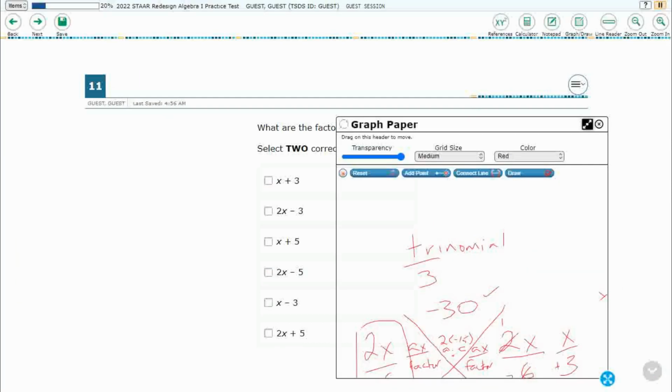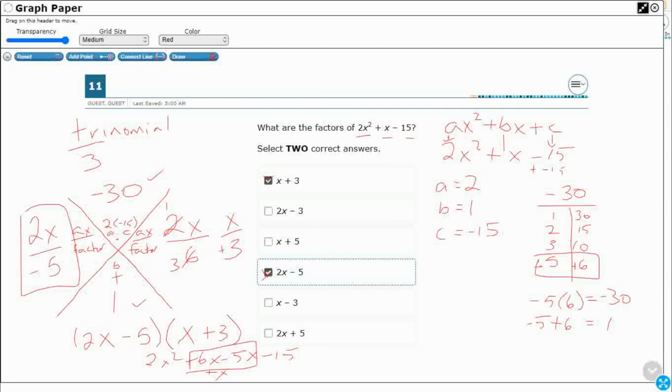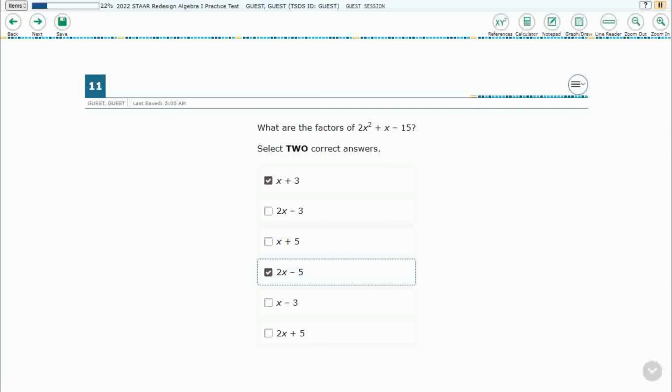So let's close that out, make sure we get it. Two answers here, so I need x plus 3, and then I need my 2x minus 5, make sure I've got the correct ones. That's it. All right, and those are my answers.